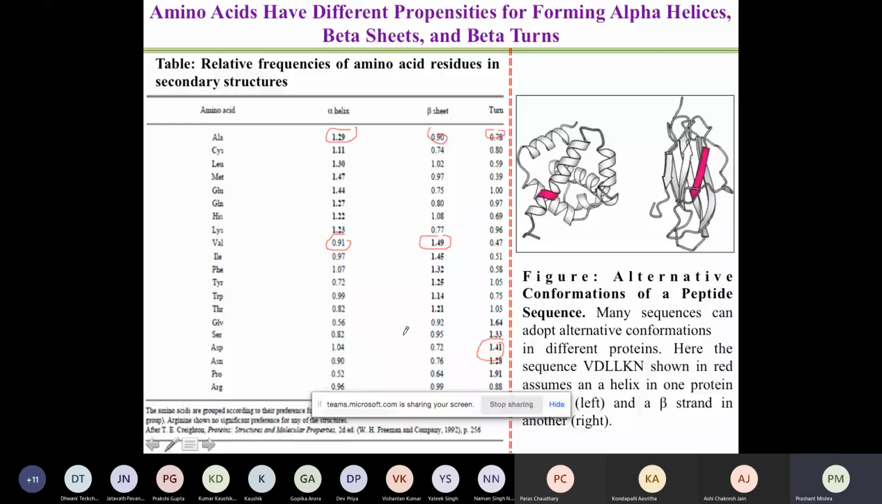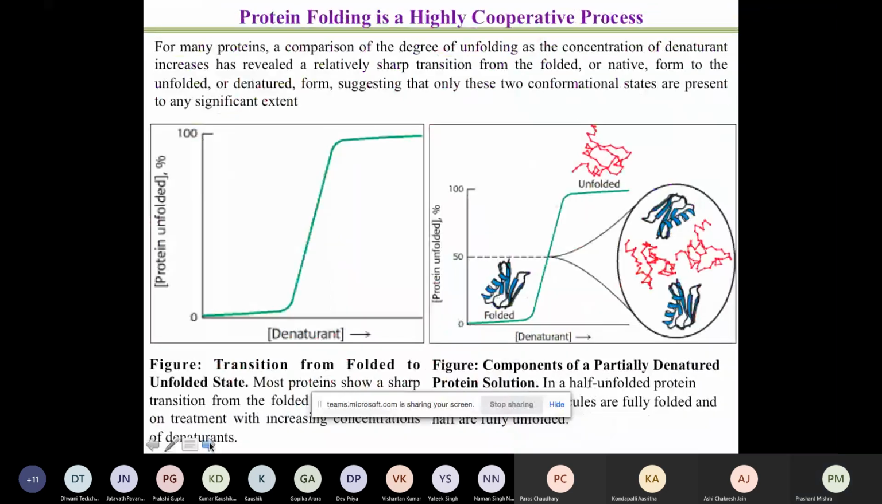But it is not always true. A particular sequence can attain different conformations. This is where bioinformatics fails. Why does it fail? Because for some amino acids, the same sequence can have a propensity to form alpha helix, and it can also form beta sheet. So this is a kind of prediction, and now I'll tell you how this prediction can become more useful. That part we'll be talking about.